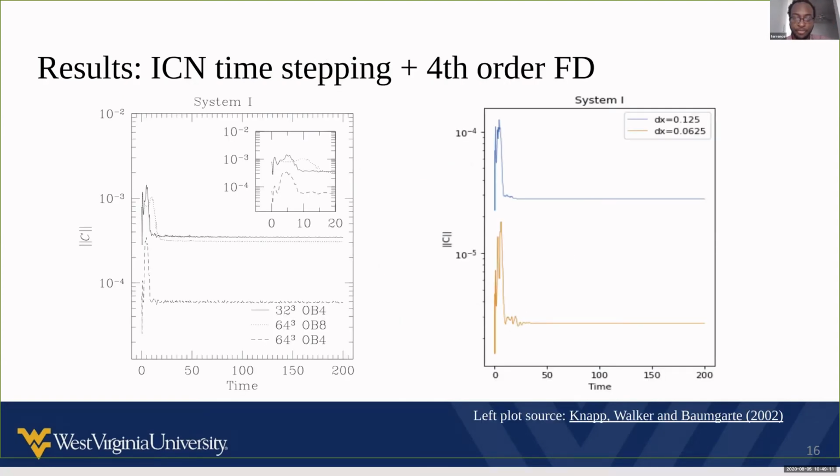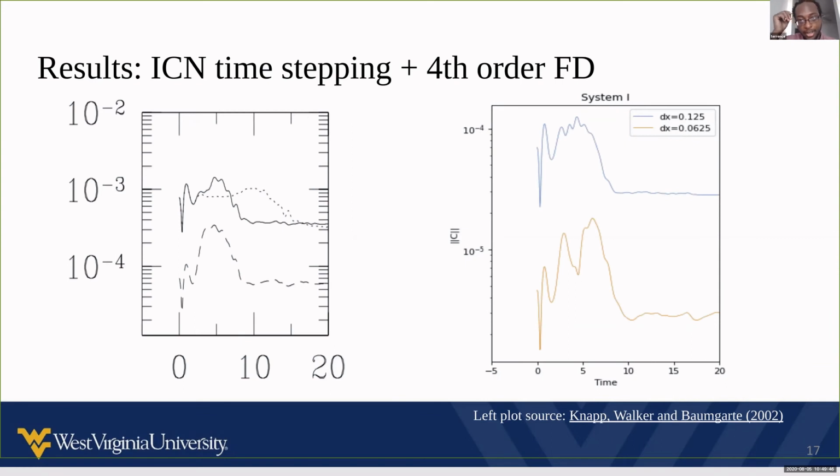And so on the left-hand side, you have a plot from Knapp, Walker, and Baumgarte from 2002 for system 1. And here we use iterative Crank-Nicolson time stepping plus fourth order finite differencing. We don't get exact numerical agreement, but we do see the qualitative agreement. System 1, which is weakly hyperbolic, shows these non-propagating, or zero speed, error modes, and they're just staying there, adding error to your simulation. And zooming in, you see that there is initial behavior, but it just settles down to some constant value.